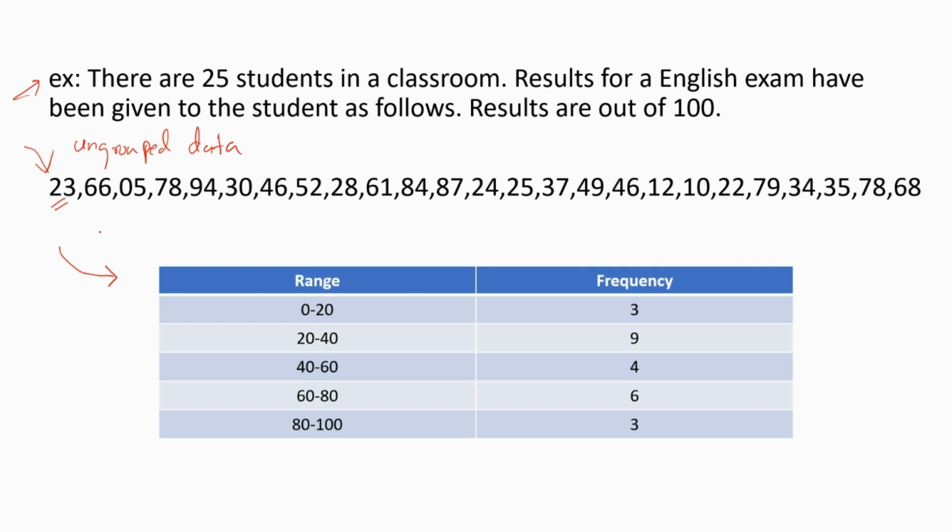Then we categorize these ungrouped data into grouped data. Now you can clearly read this table. The range is given here and the frequency is given here. It is very simple to understand. This type of grouped data is known as a frequency table, or frequency distribution.